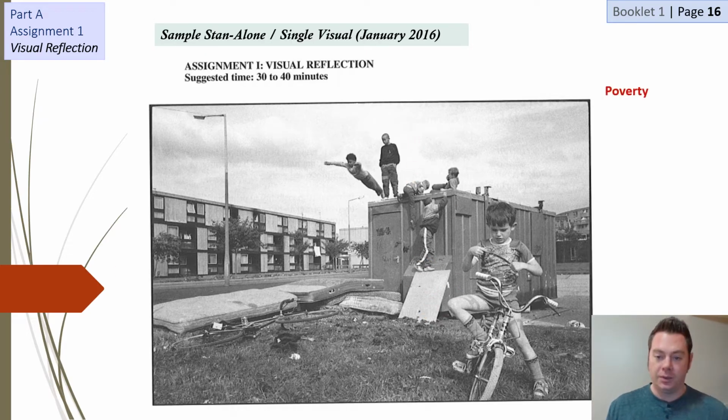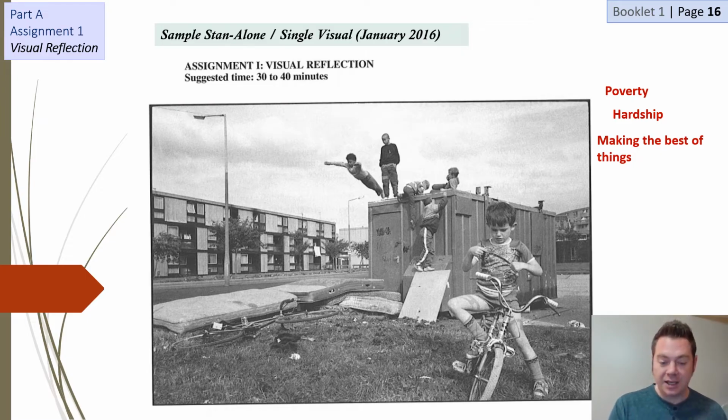But what issues could we look at? Perhaps poverty. I'm guessing this might be a low socioeconomic area if this is the type of play in which they're engaging. You could tie that into hardship, perhaps making the best of things. I mean, they seem to be having a good time, right? So they're taking advantage of the situation around them.